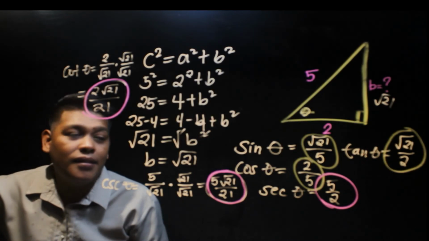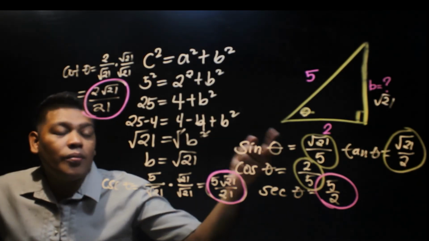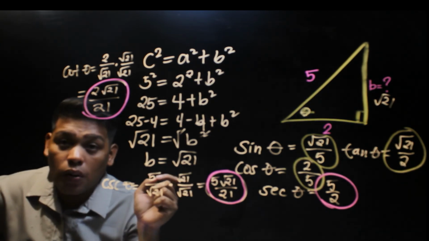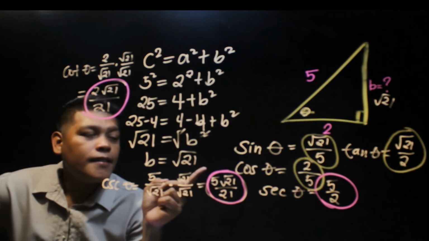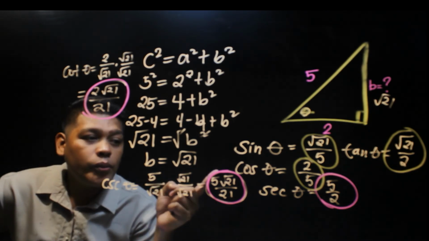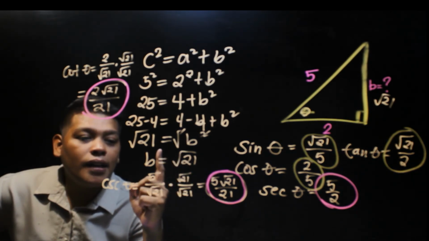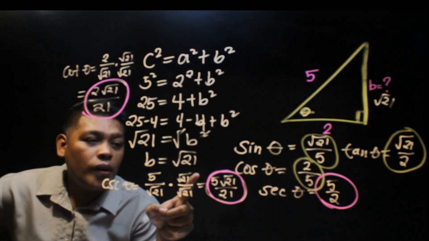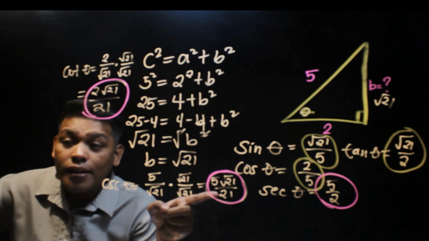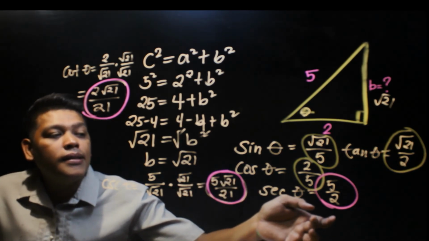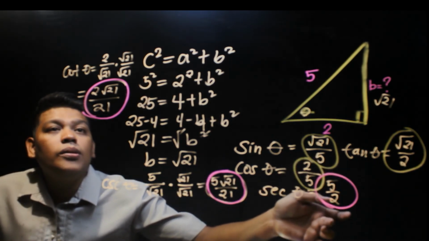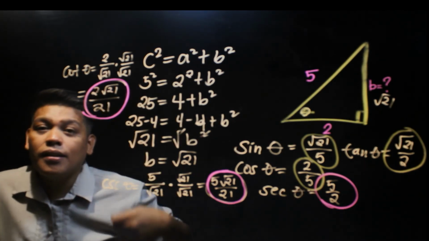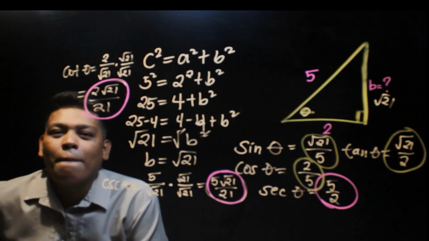To summarize, the sine theta is square root of 21 over 5. The cosine theta is 2 over 5. The tangent theta is square root of 21 over 2. The cosecant theta is 5 square root of 21 over 21. The secant theta is 5 over 2. And the cotangent theta is 2 square root of 21 over 21.